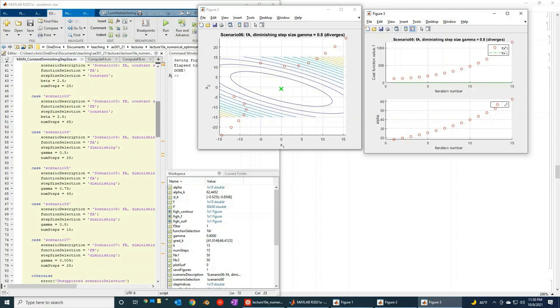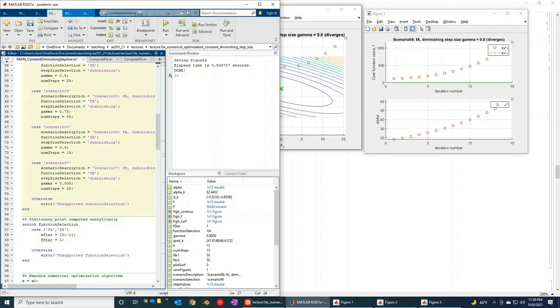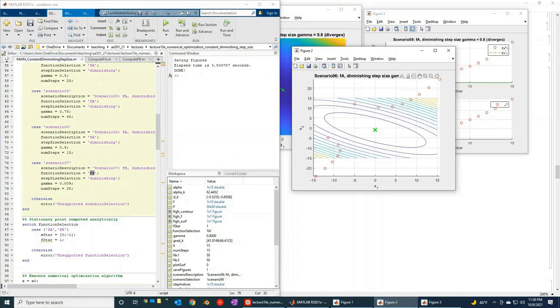Why don't we look at the last scenario, scenario 7, which is basically diminishing step size on the poorly scaled cost function FB, right? And I'm going to have to choose this gamma. We saw that in this last case, you got to be careful how you choose this gamma parameter, right? If it's too big, you get divergence. If it's too small, it's going to take forever. So it's a little bit like Goldilocks. You got to kind of find the right value. So in this case, I've got gamma of 0.009.